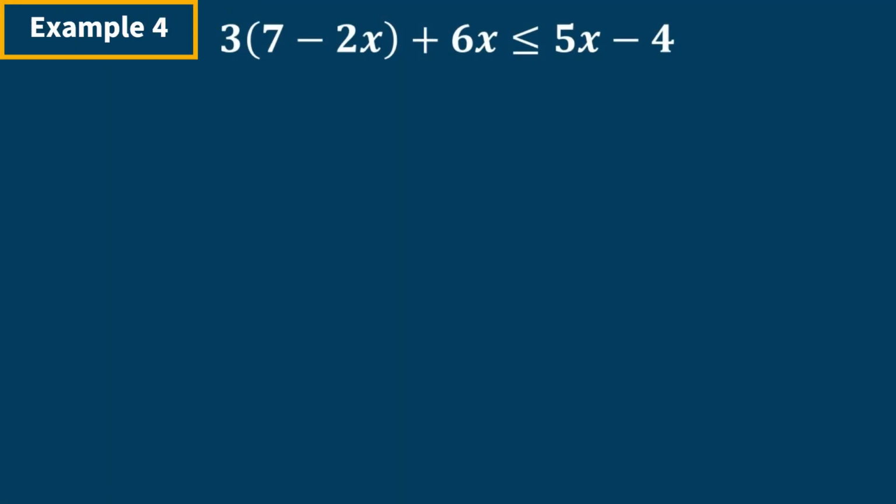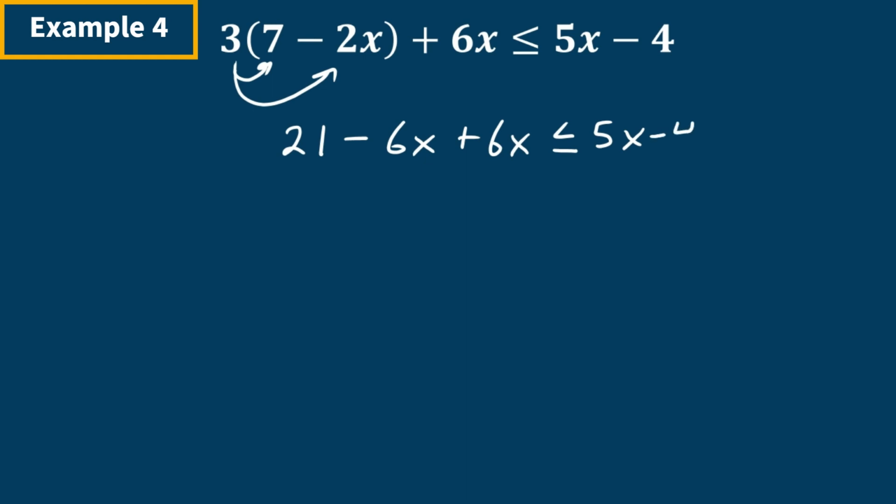Example number 4, we want to go ahead and solve this problem right here. So we'll always begin first by doing the parentheses. So we're going to distribute the 3 that's on the outside to every number on the inside here. So 3 times 7 is going to give us 21, minus 3 times -2x, it's going to be 6x, plus 6x is less than or equal to 5x minus 4.